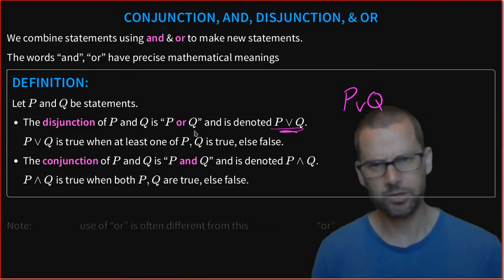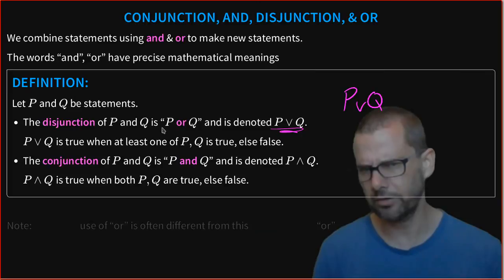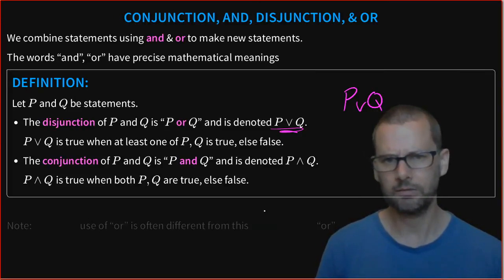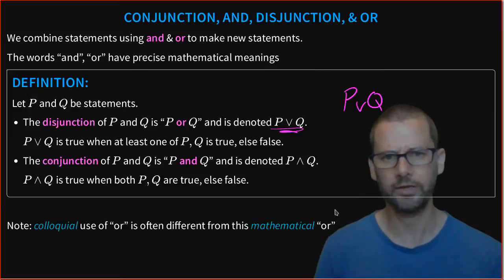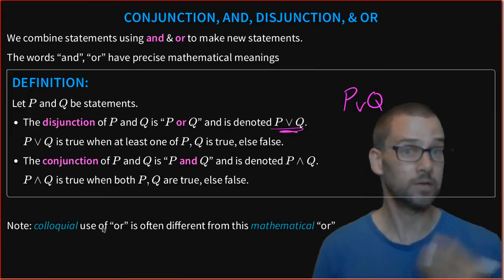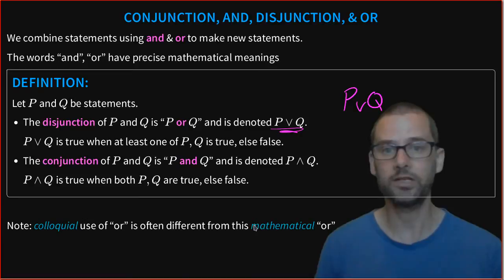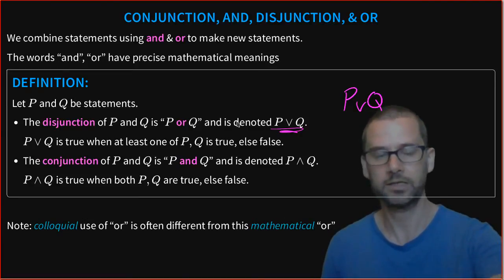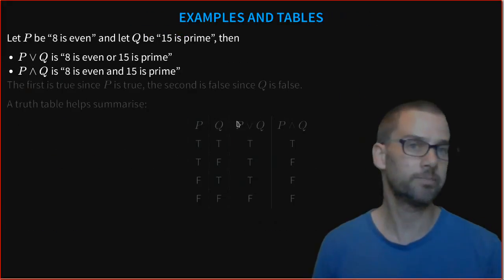Okay, now what you may have noticed here is the truth value of P or Q is quite different in spoken English. It's one of the reasons that we're trying to make this very, very clear: the colloquial, namely spoken, use of the word or is often very different from this mathematical or. And we'll make that clear in the next slide or two. So let's make some examples.